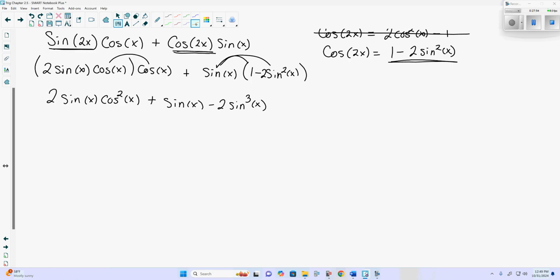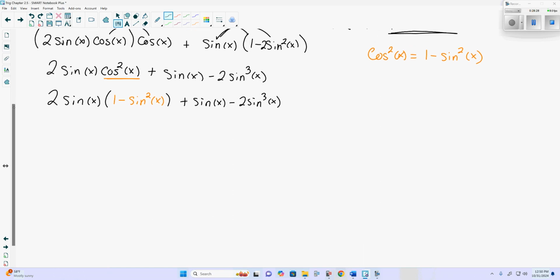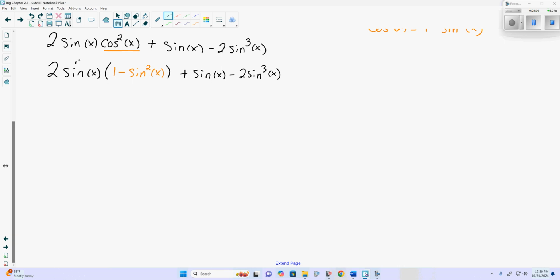According to the Pythagorean identity, cosine squared of x is equal to 1 minus sine squared of x. So we can replace that cosine squared with 1 minus sine squared of x, plus sine of x minus 2 sine cubed of x. Now, luckily enough, we're almost done. We just have to distribute this through and then combine like terms.